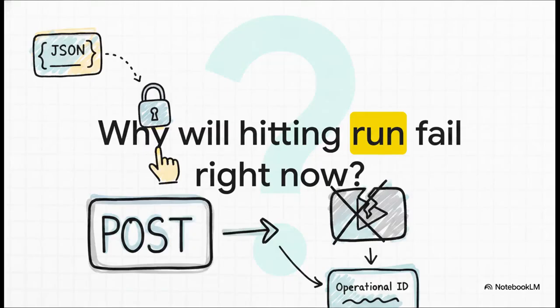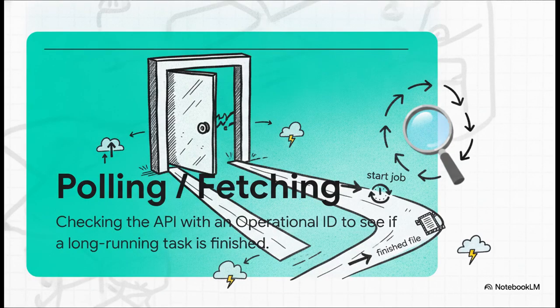All right, tension time. You've got your JSON. You've got your token. You're totally ready to go. But wait, if you hit run on this POST request right now, it will fail. You are not getting a video. Instead, you'll get something called an operation ID, and your whole workflow breaks. So, why does this happen? Well, here is that secret trap I warned you about.